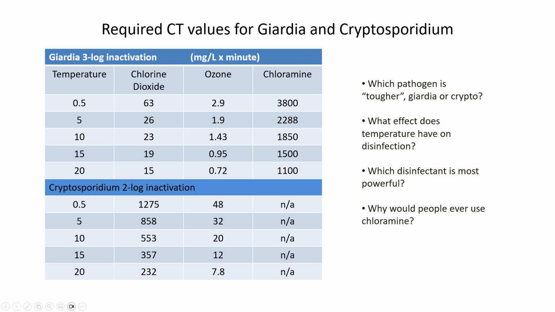So if you remember from Monday, we were talking about what are the characteristics of a perfect disinfectant. A perfect disinfectant would be one that has a good residual. After you treat it, it stays in the water, and chloramine is more stable.